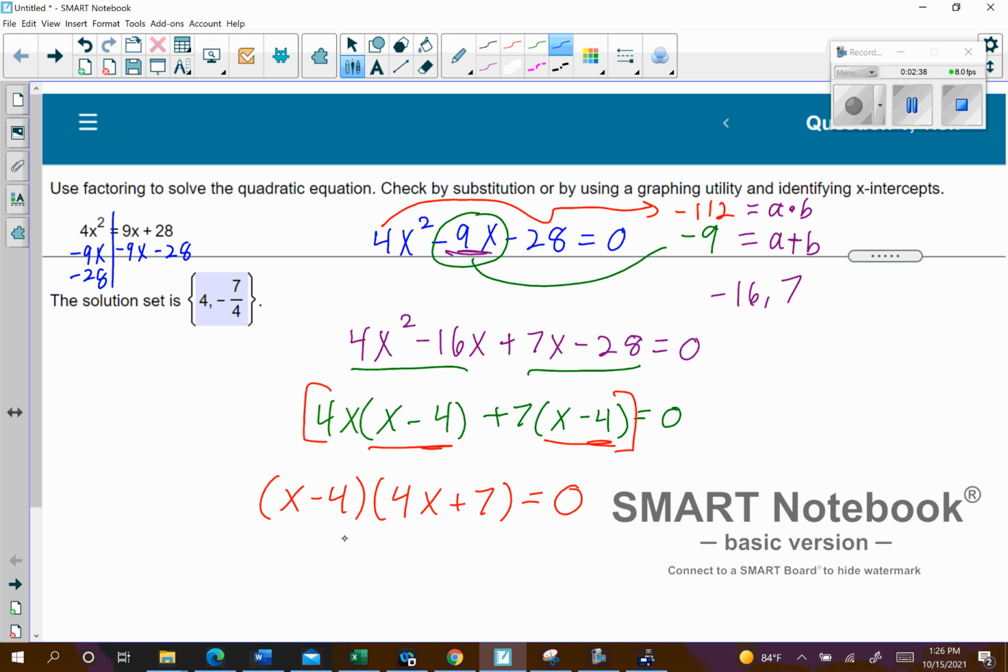And then if you take each one of those, set it equal to 0 and solve, well, the first one would give you that 4, and then the second one you subtract by 7 and divide by 4, and that gives you the negative 7 over 4.